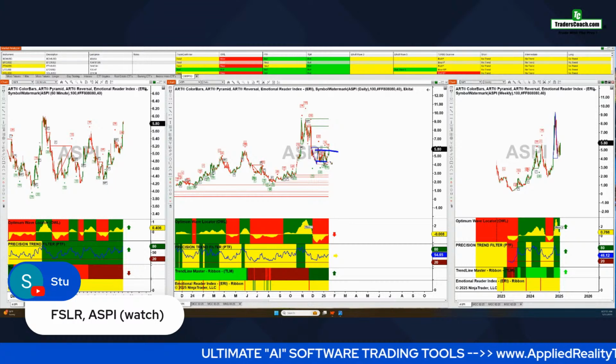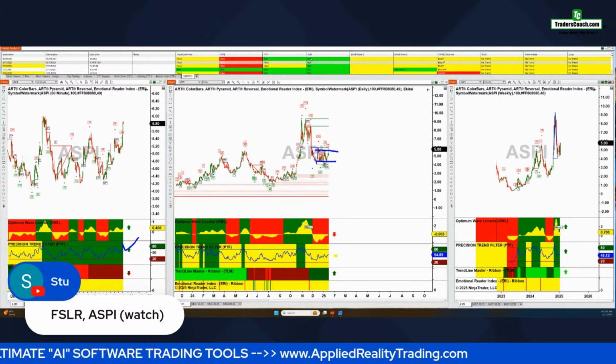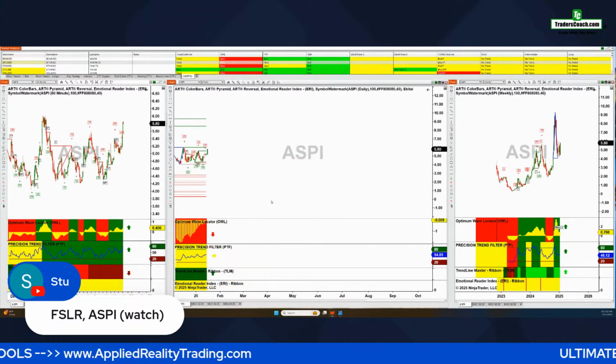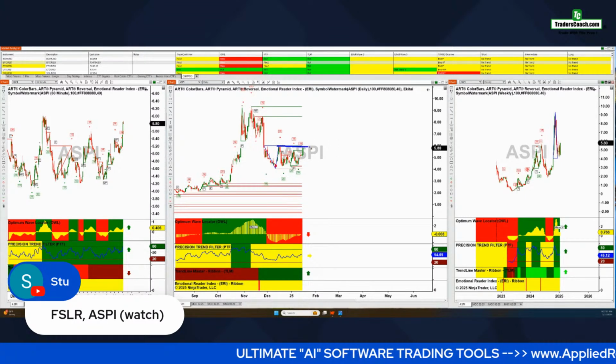They had a channel here. It's breaking out of the channel. That's good. We have green here, green here. All right, so a couple of things here. We're breaking out of the channel somewhat. It did not break above here though.